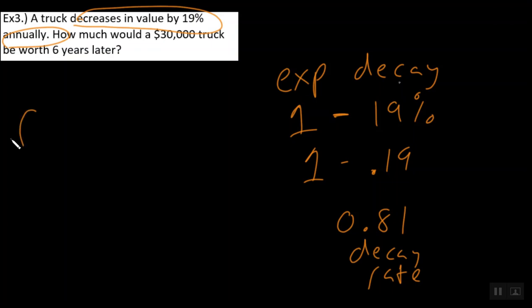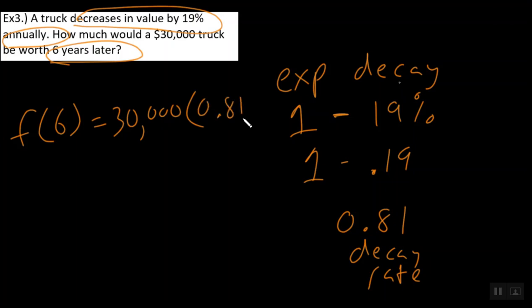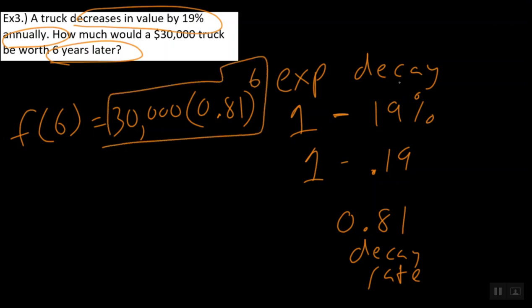So from here, you would just set up the function as f of 6, since we know the time. We'd say f of 6 is equal to the starting amount of 30,000 parentheses 0.81 raised up to the power of 6. And all you have to do is go plug that in, and you'll have your answer.